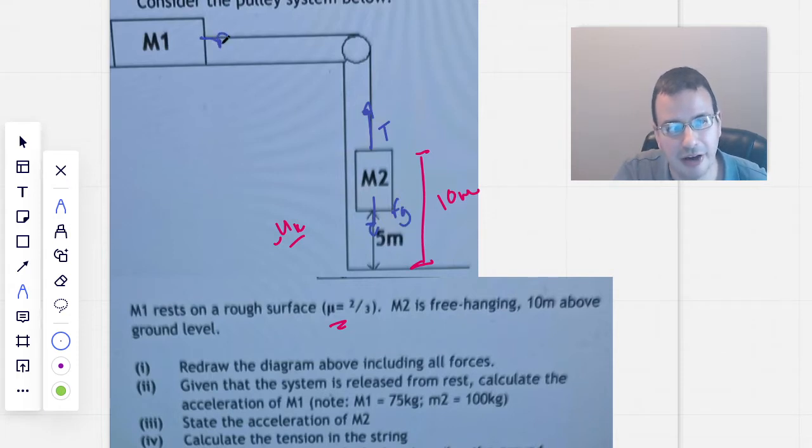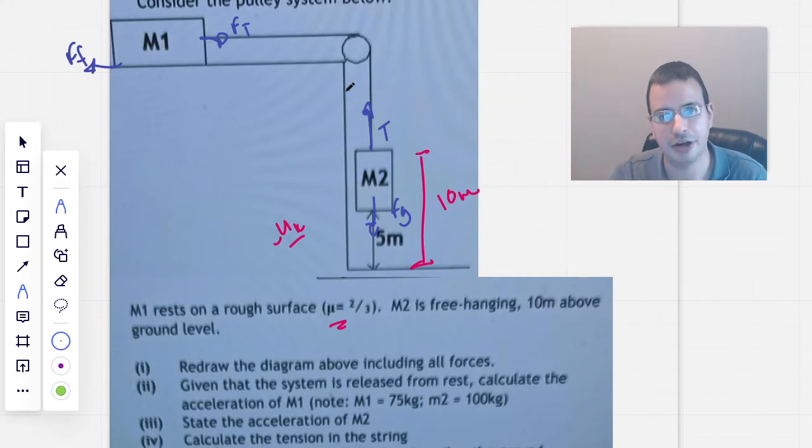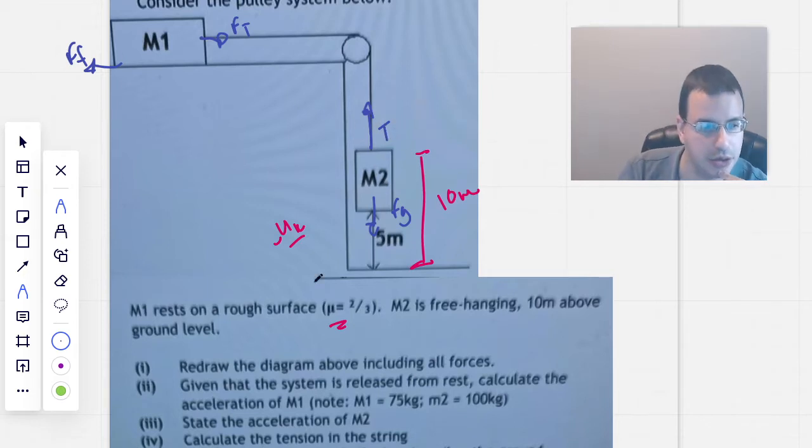And here we're going to have a force, tension, pulling. And in this direction we're going to have a force, gravity. Force, friction, opposing the direction of motion. And I'm going to assume it goes this way because we have the force of gravity pulling down on M2. All right, so that's the general idea for part 1.